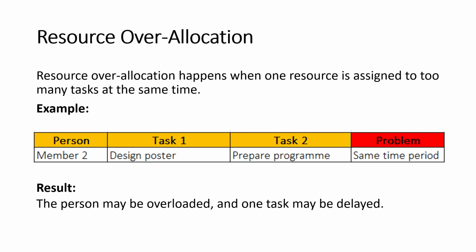Resource over-allocation happens when one resource is assigned to too many tasks at the same time. For example, member 2 may be assigned to design the poster and prepare the program during the same time period. If both tasks require full attention, this is not realistic. The result is that the person may become overloaded. One task may be delayed or both tasks may be completed with poor quality.